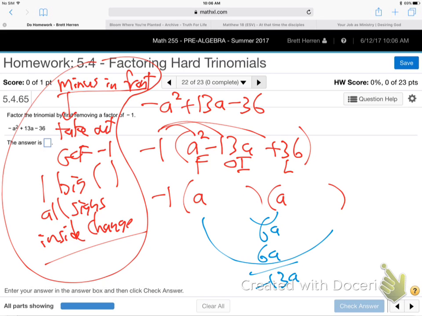4 and 9. Yeah, you guys are on it. 4 and 9. Because that will work, won't it? The 2 inner makes 4A, the 2 outer makes 9A. So that can make minus 13A. What signs do they need? Both negative, negative 4 and negative 9. There we go.